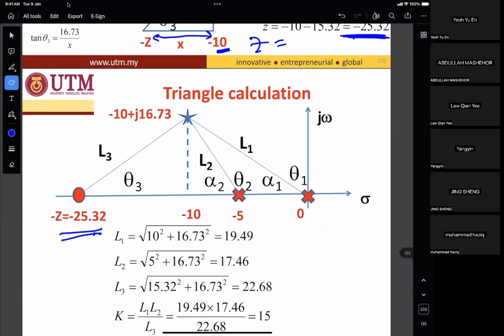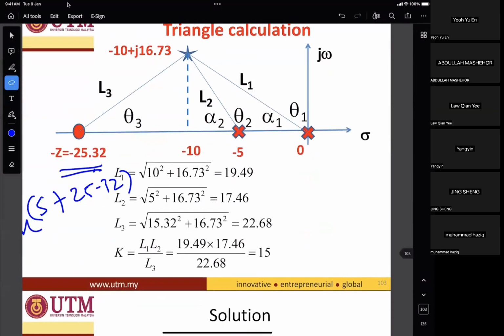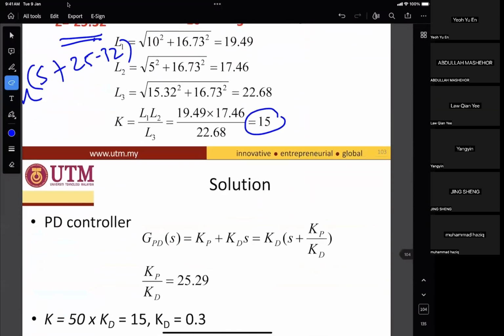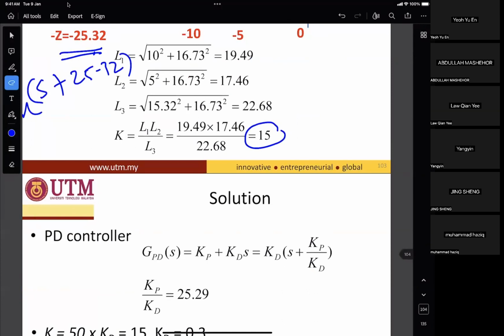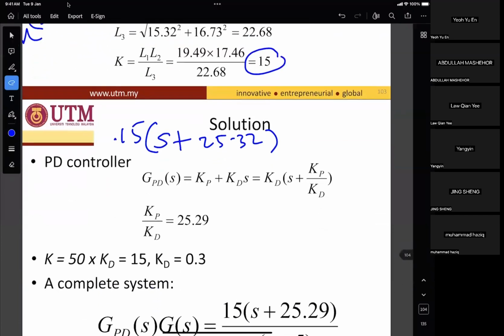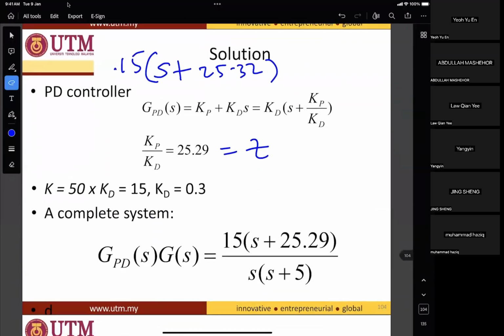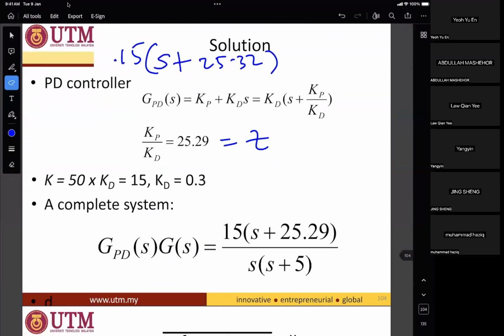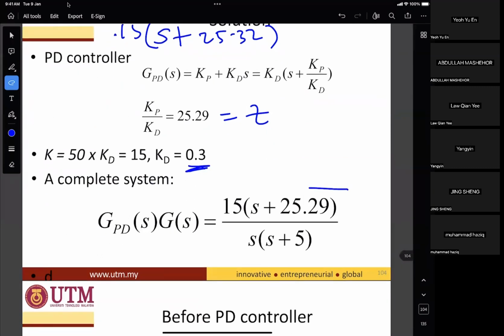So this is the PD controller, s plus 25.32, plus the gain K in front of it. So the gain K is 15. So the PD controller will be s plus 25.32 multiplied by gain 15. Okay. So this is the ratio, this is the Z. Okay. So K is 50 multiplied by KD, KD is 0.3. So these are the final values.